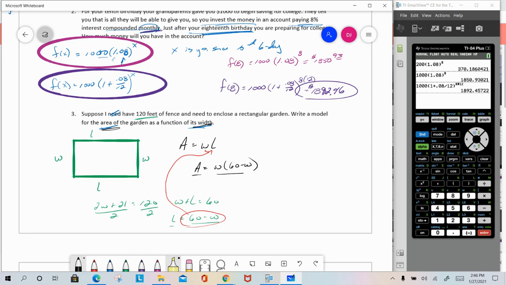The one last thing I could do if I want to is write A with the parenthesis with the width. That means area as a function of width is equal to the width times 60 minus the width. And there we go. That's area expressed as a function of the width.